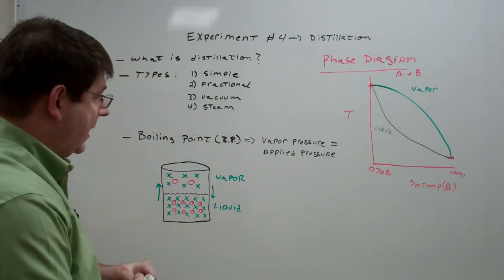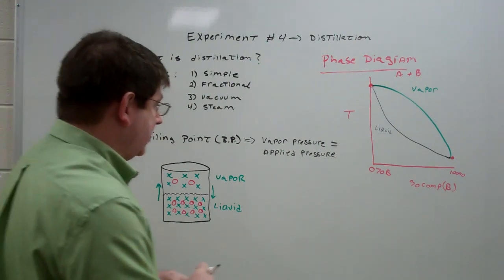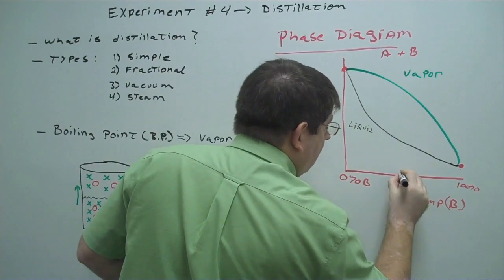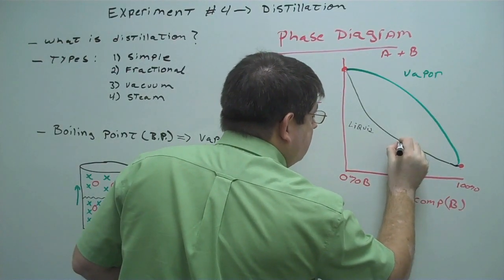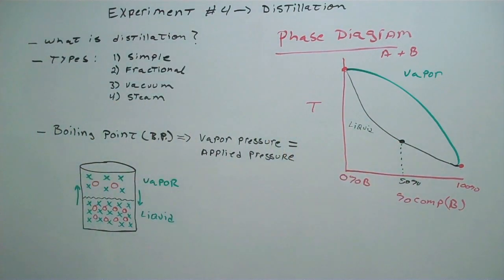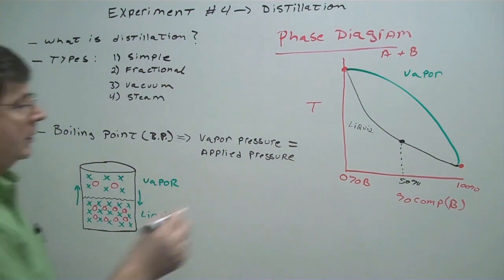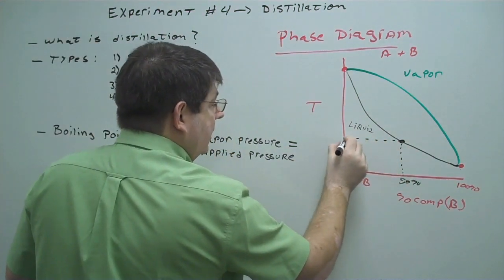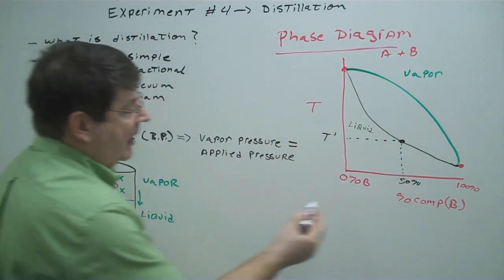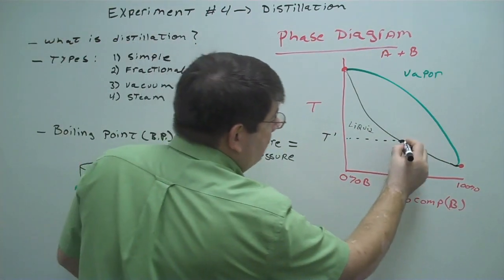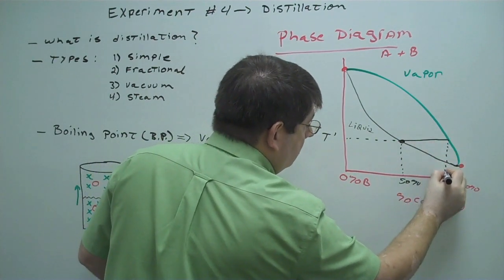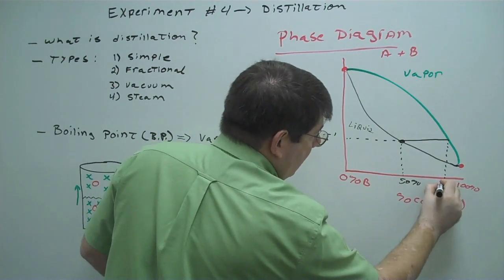And let's arbitrarily take a point at, say, 50% composition. And if we draw a line up from the 50%, we see the boiling point for that 50-50 mixture of A and B. It's at this point. However, we notice that at 50% AB liquid, it's in equilibrium with vapor that contains, well, just looking at that, let's call that 90% B.